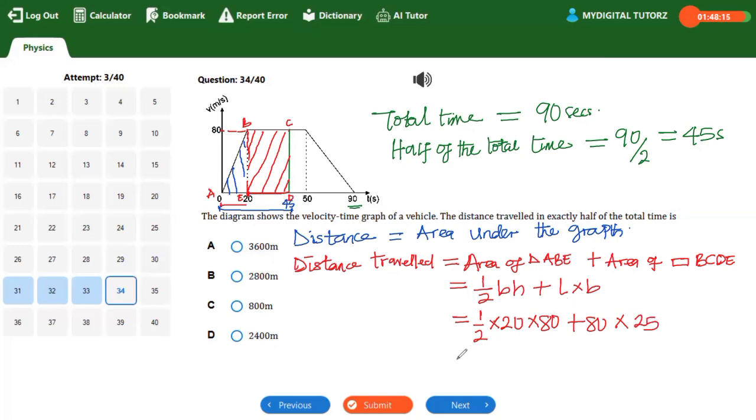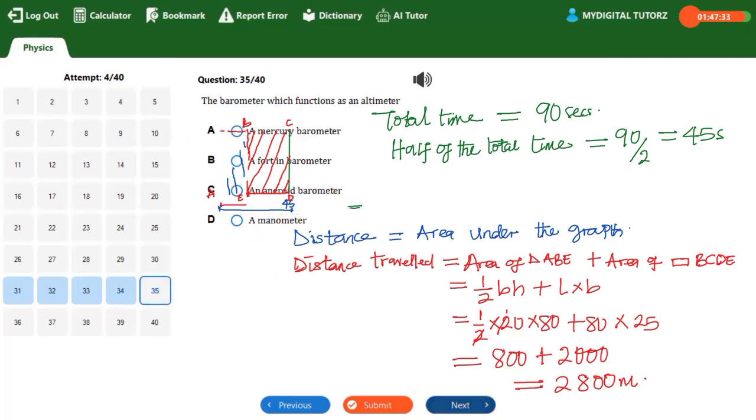Is that clear? So here, 20 divided by 2, that will be 10. So 10 times 80, that will be 800. Then plus 80 times 25. Here we have 80 times 25, that gives us 2,000. And when you add them together, we have 2,800 meters. So that gives us our total distance traveled. I hope this is understood. That is option B.